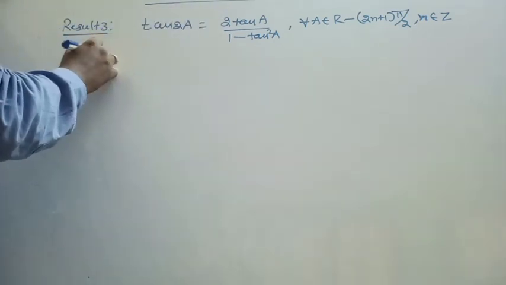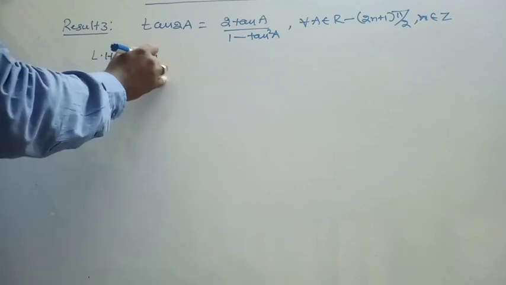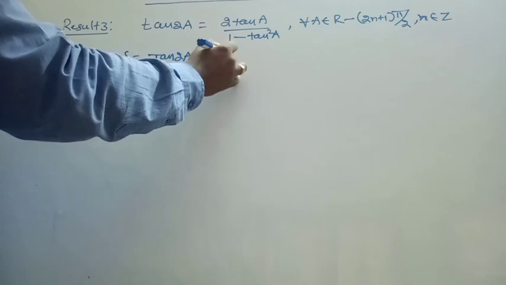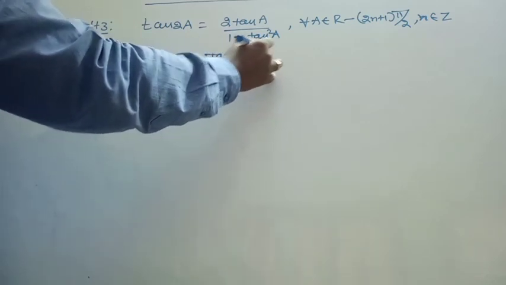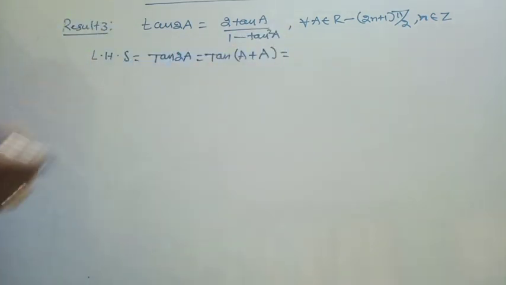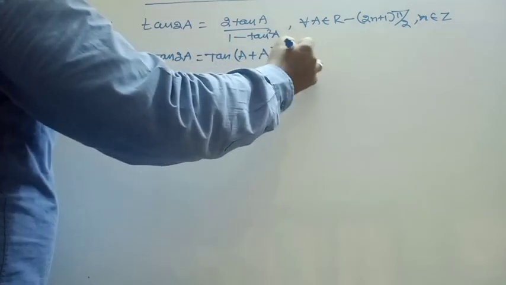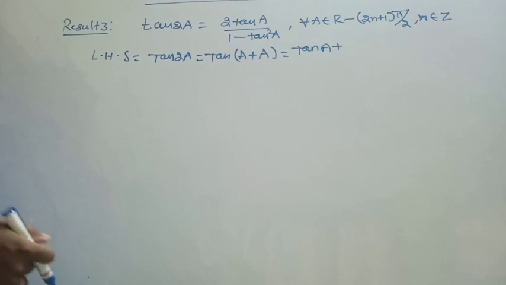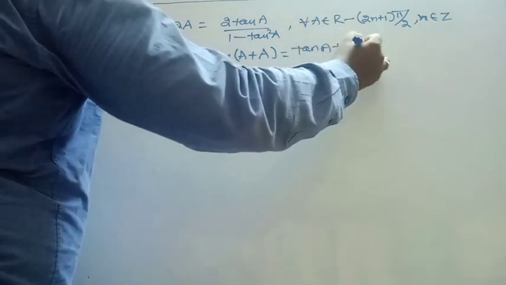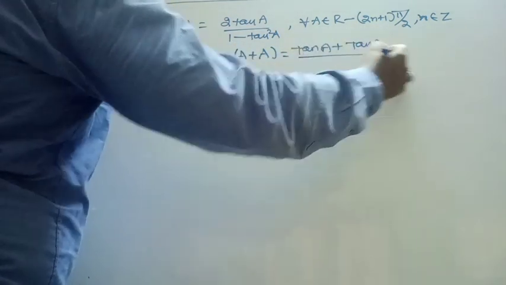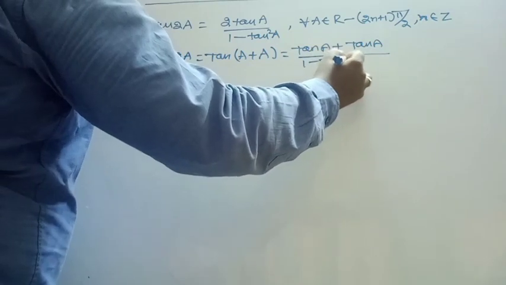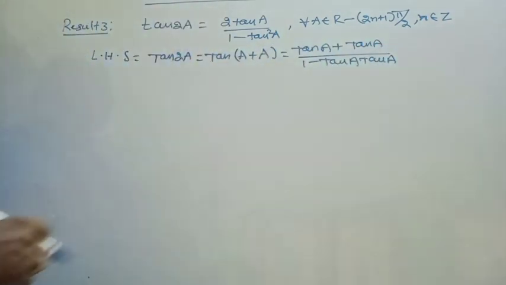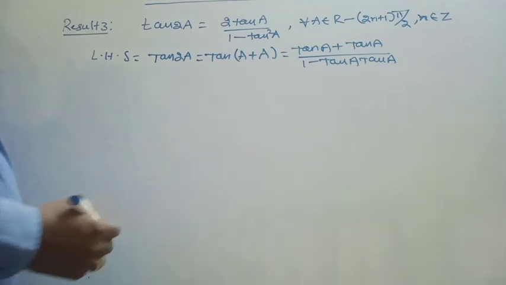Now how are we going to prove this? It is also very simple, my dear students. We know that tan 2a we can write as tan(a plus a), using the tan(a plus b) formula. That means in the place of b you have a. Tan(a plus b) is tan a plus tan b by 1 minus tan a tan b. Here in the place of b you are having a.